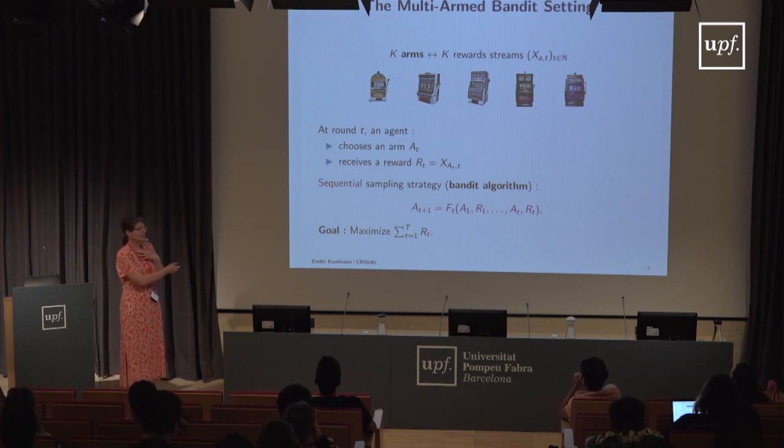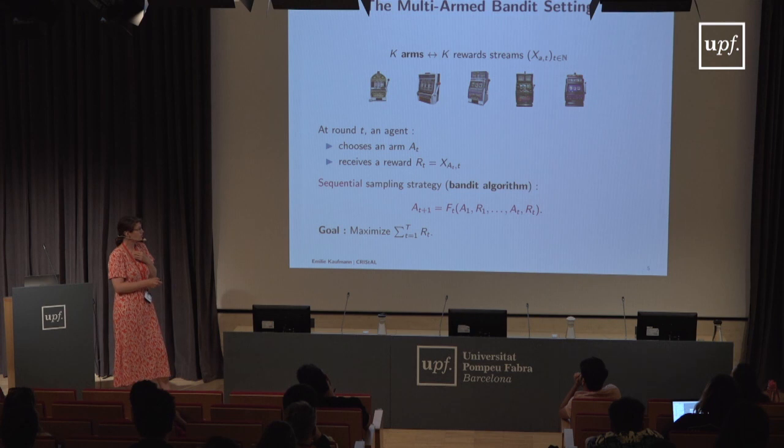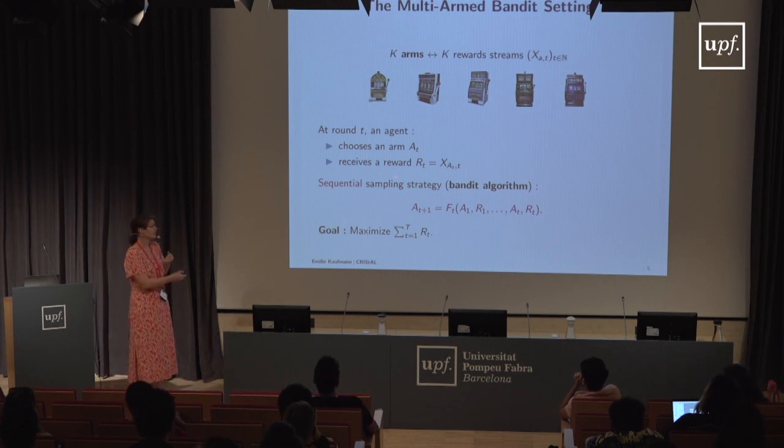So I will denote by A_t the arm chosen at time t. And the received reward is the corresponding value of the reward stream. And so the constraint on the strategy of the agent is that the arm chosen at time t+1 can only depend on the past chosen arms and the past observed rewards. And the goal is to maximize the sum of rewards the agent gets. So here, I am not very explicit on what these reward streams are, because there is also a very interesting literature that considers a totally adversarial setting where those rewards could just be chosen by nature.